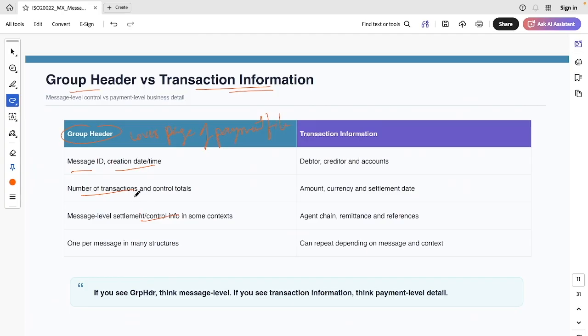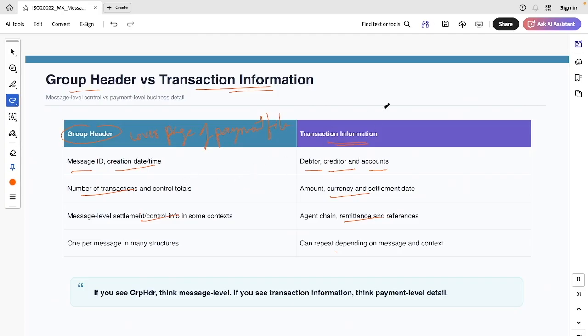or a message package. Now transaction information is about the actual payment or the business item. It contains your payment identifiers, your debtor account, creditor account, your remittance information, currency information, other payment specific details. One message can have only one group header and one or many transaction sections depending on the message type and usage guidelines.